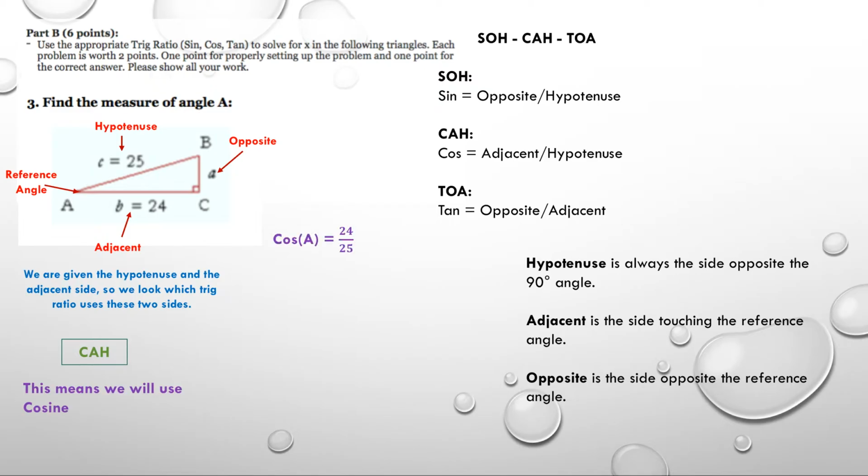So cosine of A equals 24 divided by 25. Now we want to isolate the variable A. So we'll take the inverse operation of cosine, which is the inverse cosine. Cosine inverse of 24 divided by 25, which is approximately 16.26 degrees.